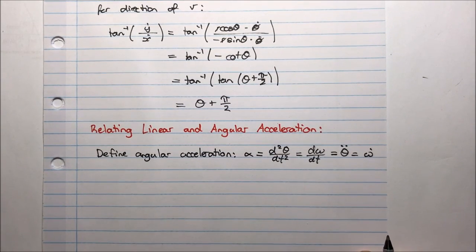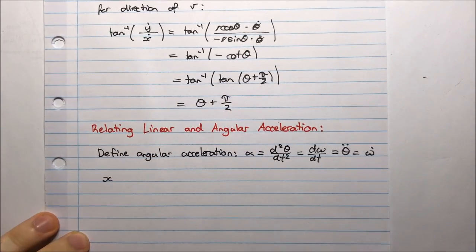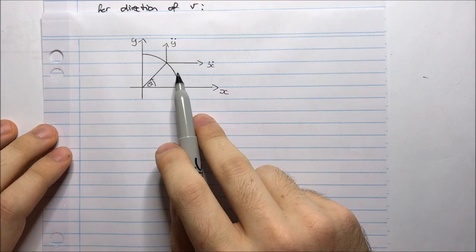Alright, so our x dot, now firstly let's have a look at our diagram. Now this is the diagram that we would have for our accelerations.